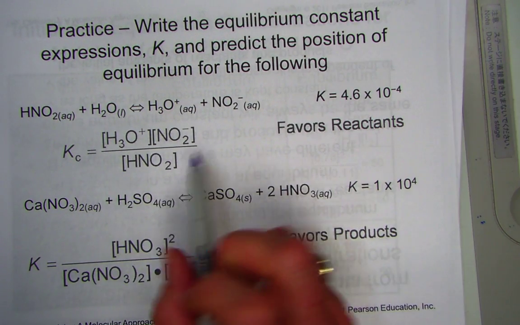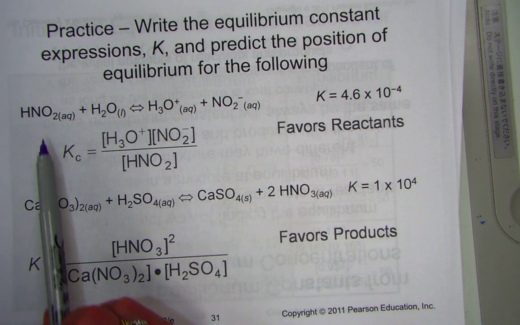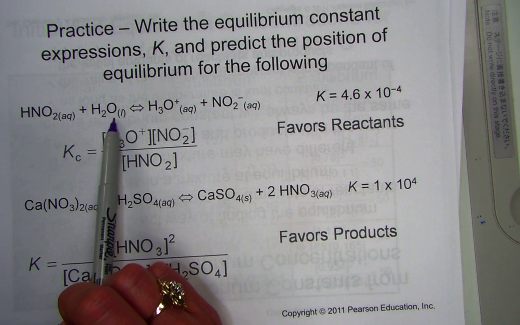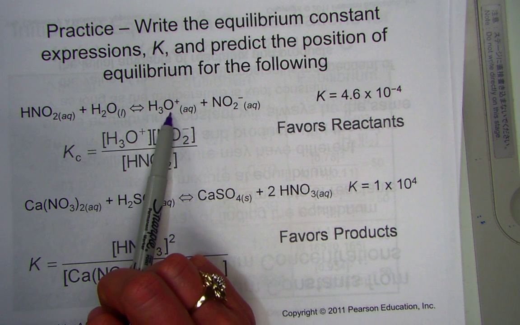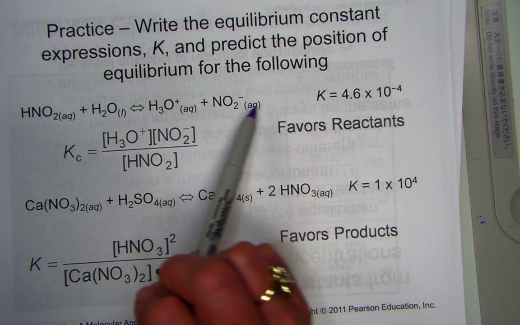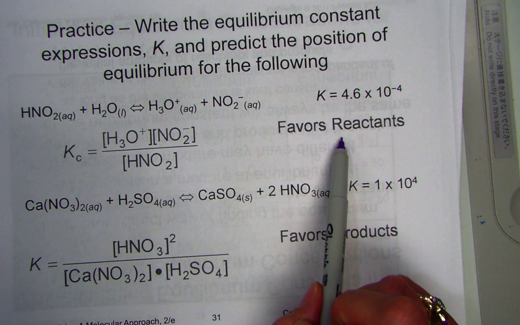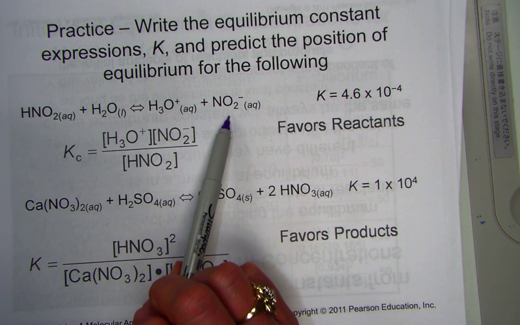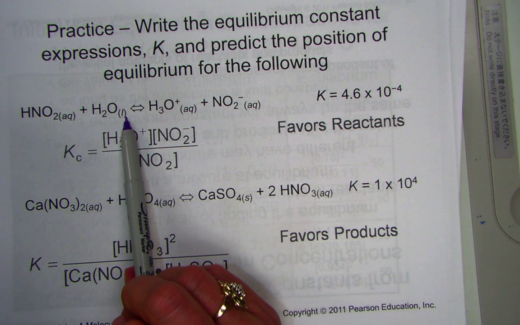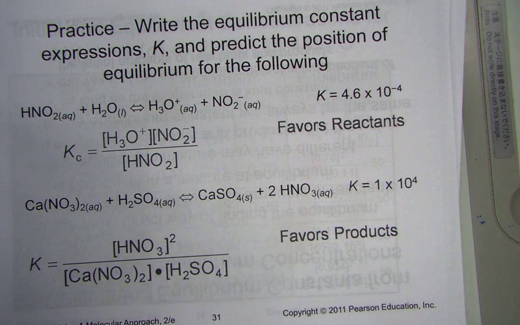Practice writing equilibrium constant expressions and predicting the position of the equilibrium for the following. All right, aqueous nitrous acid with liquid water in equilibrium with hydronium ion aqueous and the nitrite polyatomic ion aqueous. The magnitude of the number is quite small, a number less than 1, so we know it's favoring reactant. Aqueous solutions have a molarity. Pure liquid water does not, and you'll see it drop out. Products over reactants. Pure liquid water is not written. Water wouldn't have a molarity. It's the solvent. It doesn't have a concentration unit.